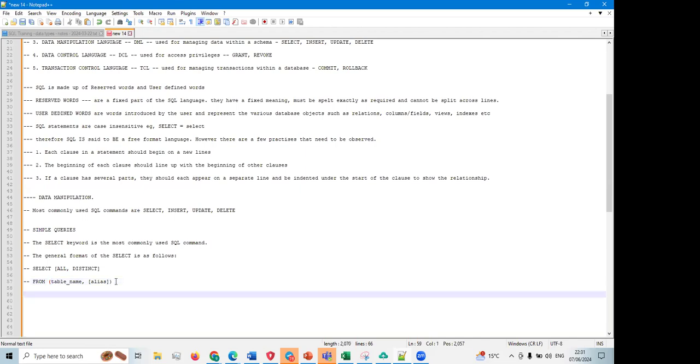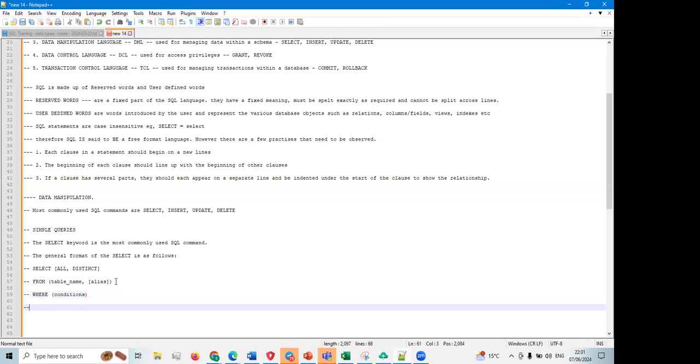Now, is your selection based on any conditions? That is, you have what is called the where clause. If there are conditions, they are stated under the where clause. Right?